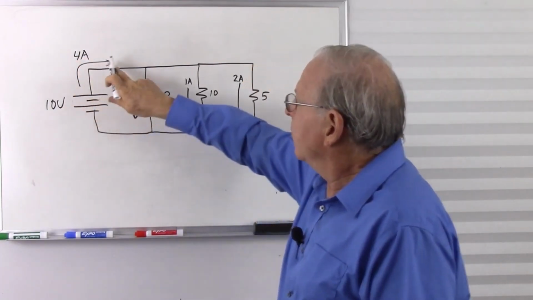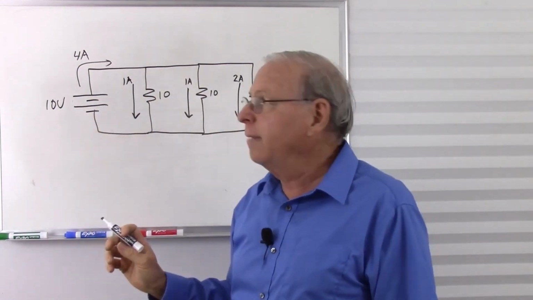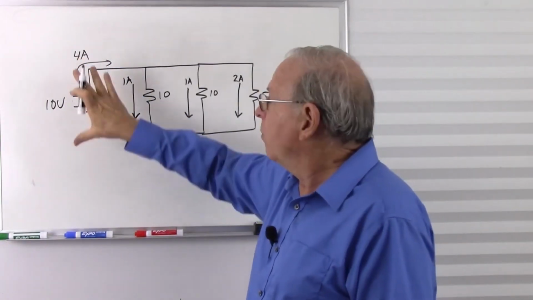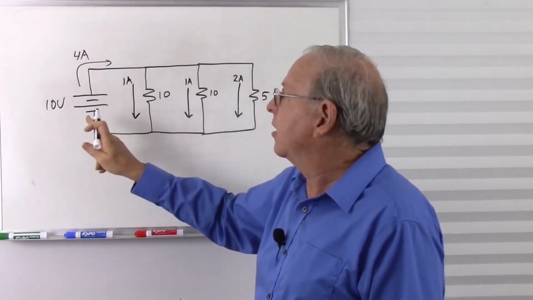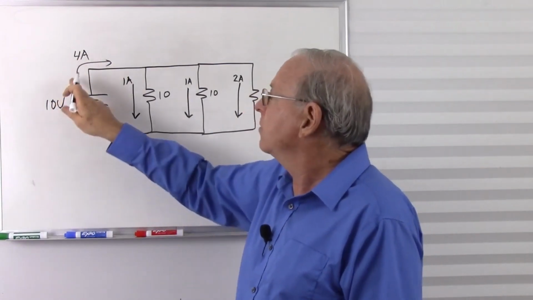leaving the battery, and 1 amp goes this way, 1 amp goes that way, 2 amps go that way, and they come back as 4 amps again. But now that we have our voltage and our total current, well, what's the total resistance that would give us that current? Once again, we know our voltage. Ohm's law, we divide into the voltage.